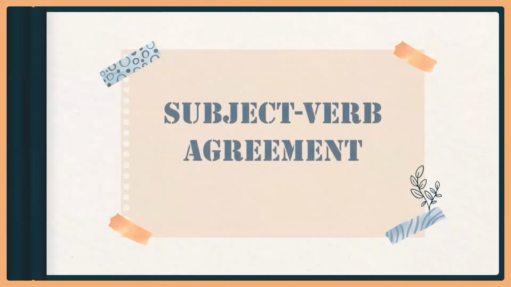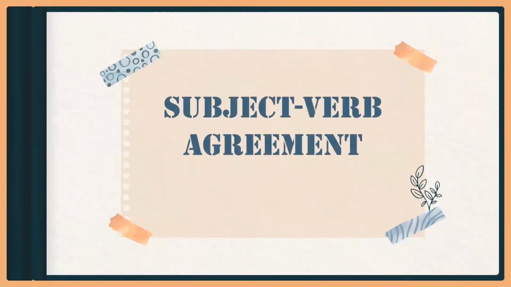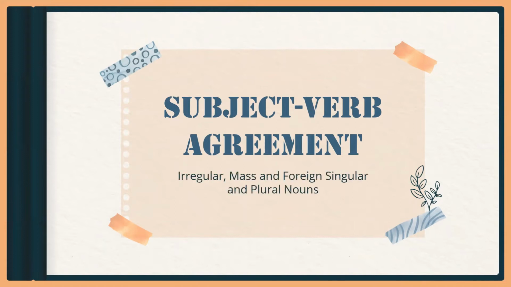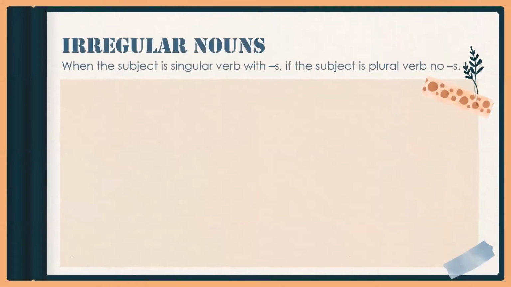After knowing the 3 major rules, let us now move on to the subject-verb agreement. How are we going to use these 3 nouns that I've mentioned earlier into sentences? So we'll be focusing now on irregular, mass, and the foreign singular and plural nouns. Let's begin. For the irregular nouns, always remember that when the subject is singular, your verb should be with S.